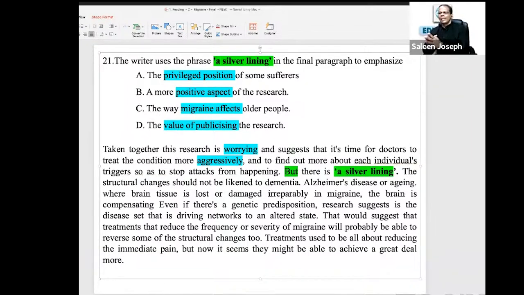I reached the EduSkills platform. So what is the silver lining about your OET study? Reaching OET EduSkills. Silver lining means when you go through some sufferings, people will say, don't worry, definitely there is a silver lining. There is hope. Silver lining means positive. Always a positive aspect of life. Every cloud has a silver lining, which means positive, right? Option B, a more positive aspect of the research.